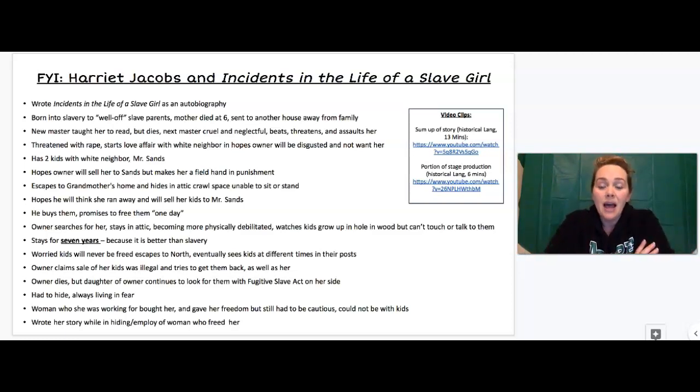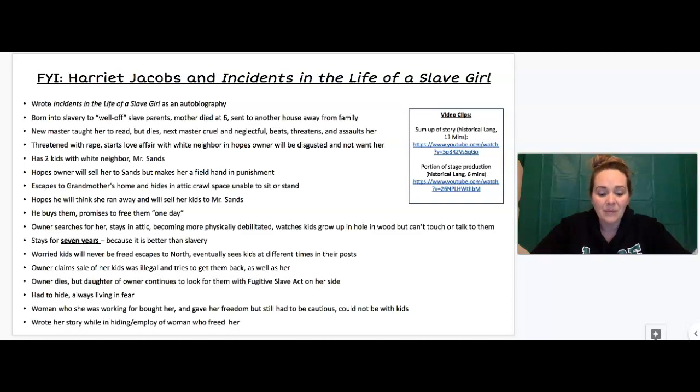So unfortunately, the next master she has is really cruel. She's beaten a lot. She's threatened a lot. She is mentally abused quite a bit. He physically assaults her. He is just shy of raping her on multiple occasions. To try to thwart him, she starts a love affair with a white neighbor, a neighbor to this plantation, in hopes that that will gross out her owner, and her owner's advances will stop because now she's involved with this neighbor person. She even ends up having a couple of kids with this white neighbor, Mr.